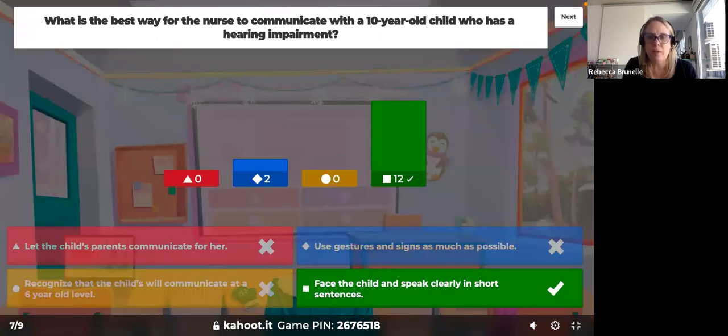So good, most of you got that. So you don't want to do a lot of exaggerated facial gestures, because that can make it harder for the child to be able to read your lips or communicate with you. So you do want to face them and speak in short sentences.